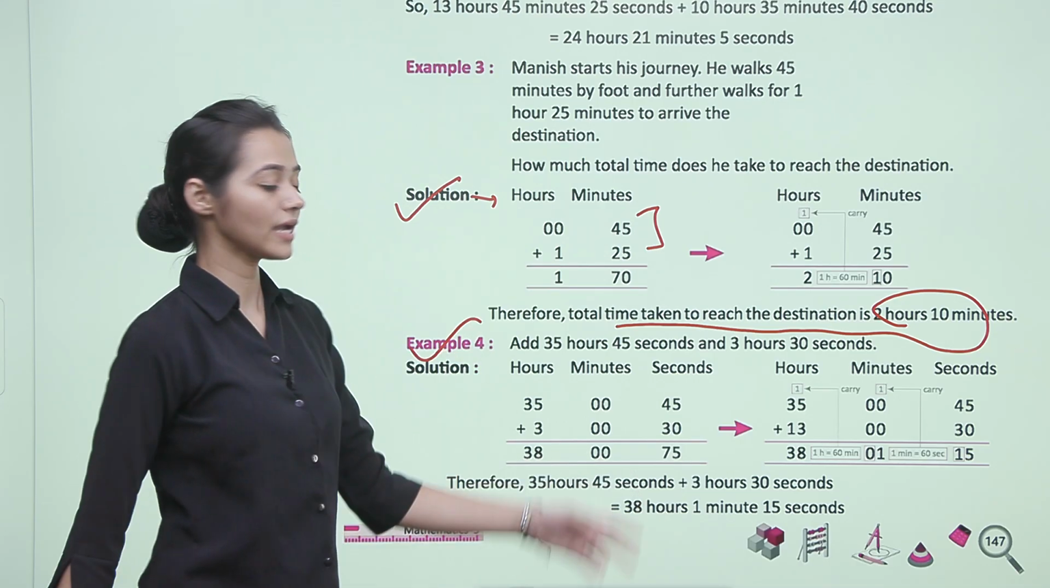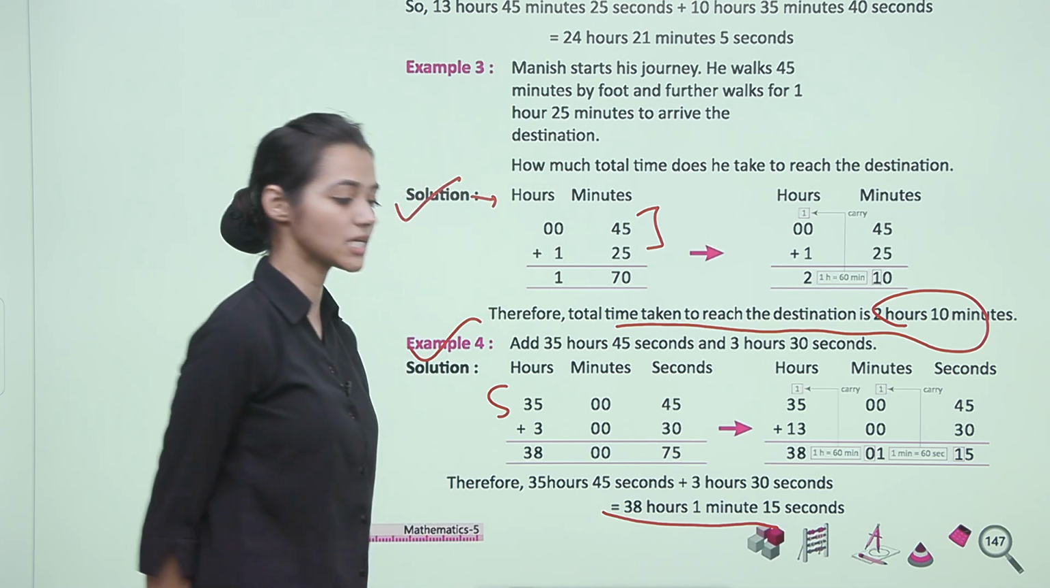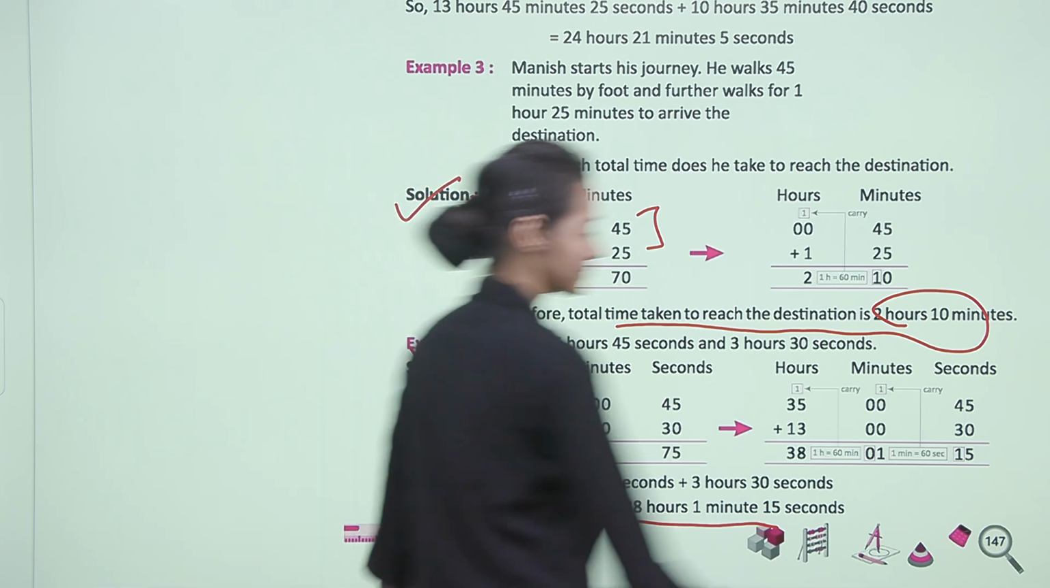In example number 4, we have to add these terms. So now after adding these terms, we get our answer as 38 hours 1 minute 15 seconds.